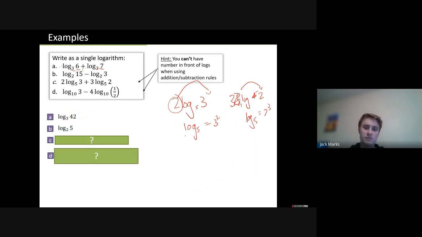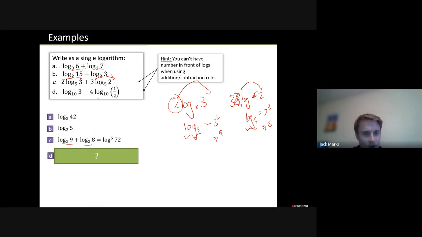Now, why do you do this? Because you need to just have log with no number in front if you want to use these rules. We've got a 9 there, and we've got an 8. So we should have 72. So we change it into this form first by pushing these numbers up to the right as powers, and then you can use the addition rule, but you can't use it before.